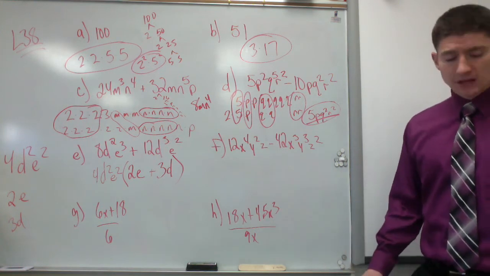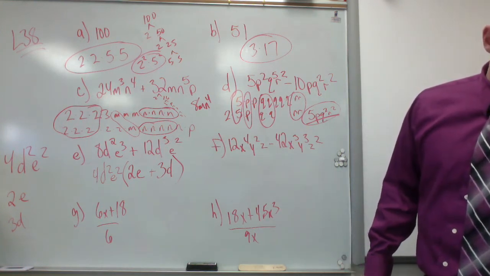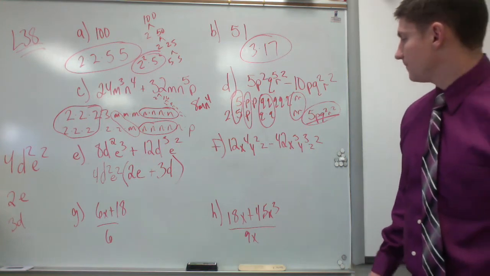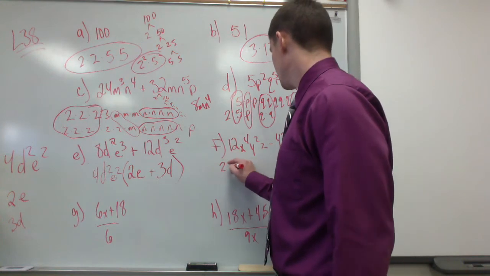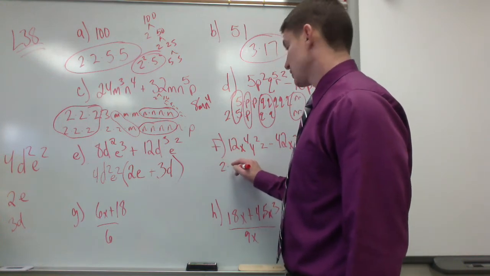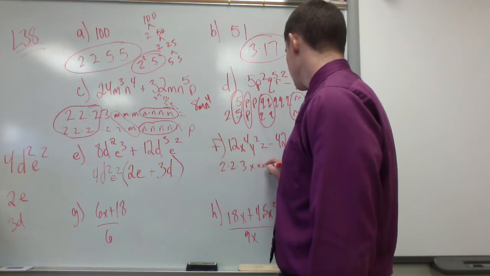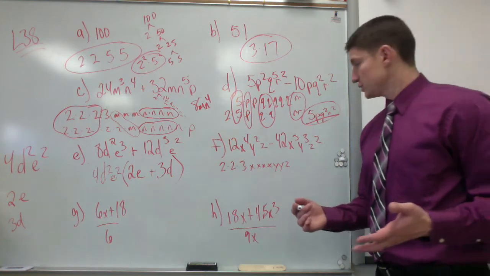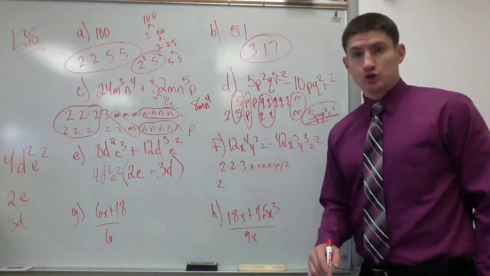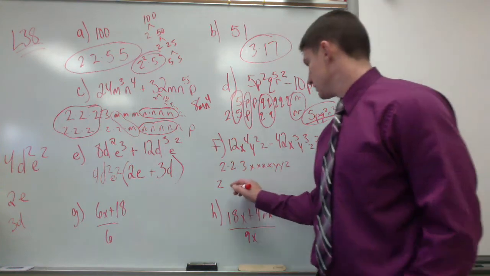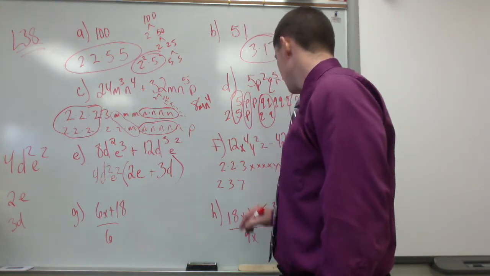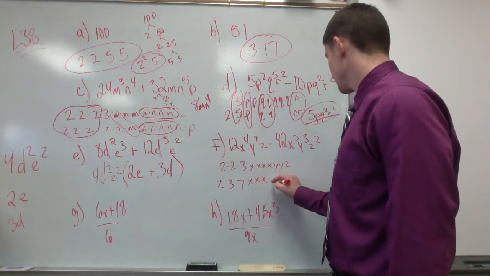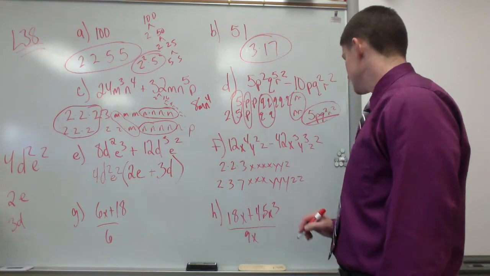Let's try another one. Letter F says 12x to the fourth y squared z minus 42x to the third y cubed z squared. First I'll factor out. 12 is 2 times 6, and 6 would be 2 and 3. X, x, x, x, y, y, z. 42 is an even number, so it would be written as 2 times 21. 21 can be 3 and 7, so 2 times 3 times 7. 3 times 7 is 21, times 2 is 42. And it would be x, x, x, y, y, y, z, z.